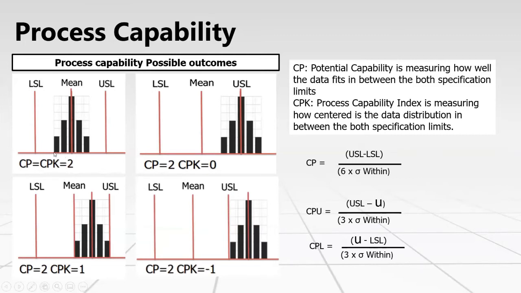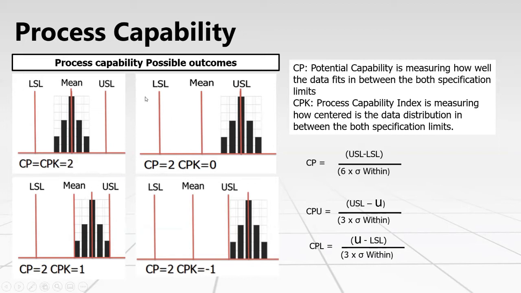And as we highlighted, here the range of the data distribution is half the distance between the lower specification limit and the upper specification limit. So that's why we will have a strongly capable process, which is equal to 2.